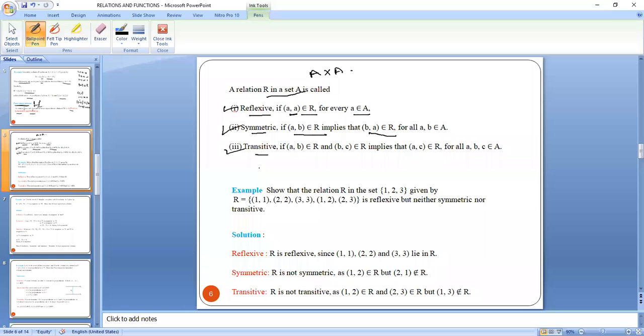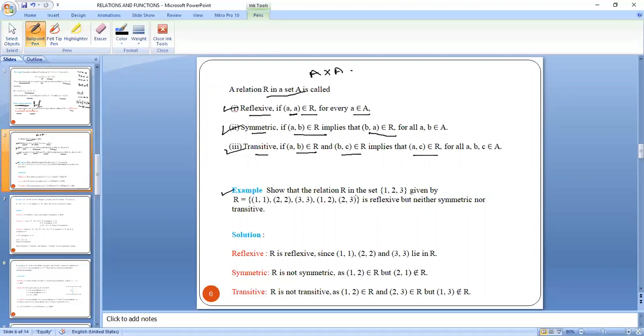What is transitive? If we are having (A, B) belongs to R and (B, C) belongs to R, if both the conditions happen in the relation, then this implies that (A, C) should belong to R. If this condition holds, then we will say that the relation is transitive. Now we will understand it with the help of an example.